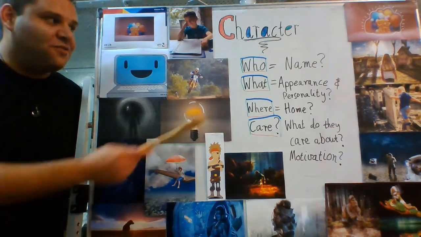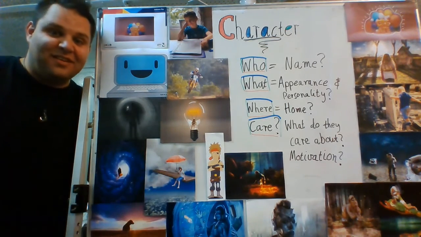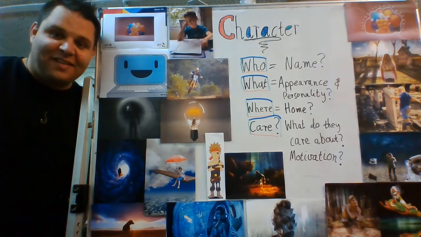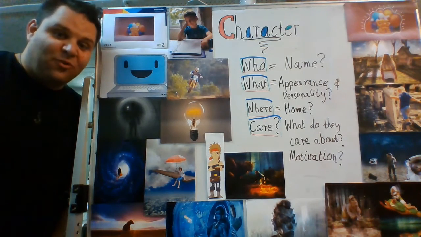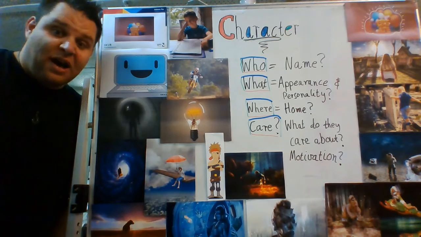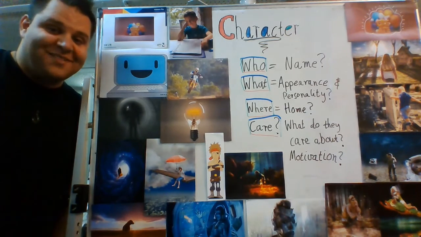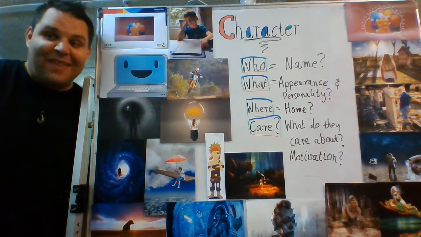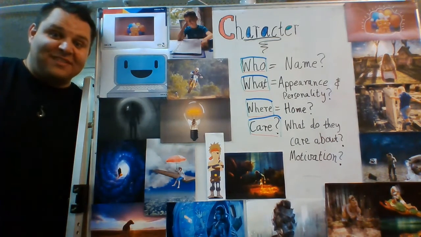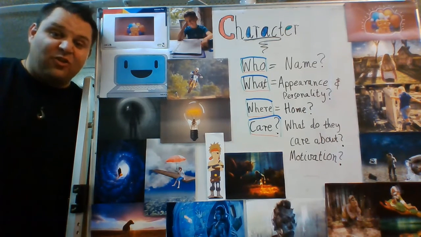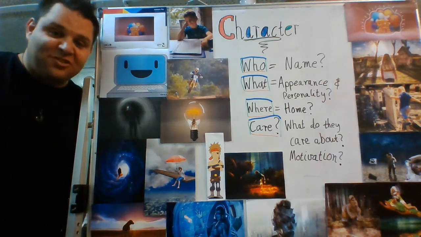The next question we ask is what? Now this is a big question because it's got 2 parts to it. What do they look like and what is their personality like? Are they really tall? Are they really small? Are they a puddle of goo? Are they a broomstick? Are they part man, part creature? You decide. Also, what's their personality like? Are they shy? Are they scared? Are they adventurous? Are they friendly or really funny? Are they really old and really grumpy? There could be a combination of all of those things.